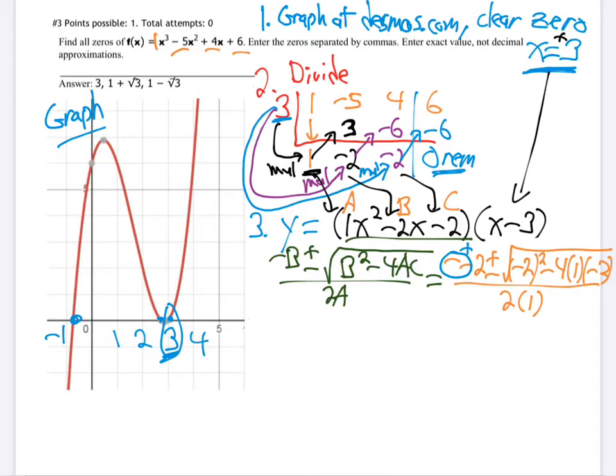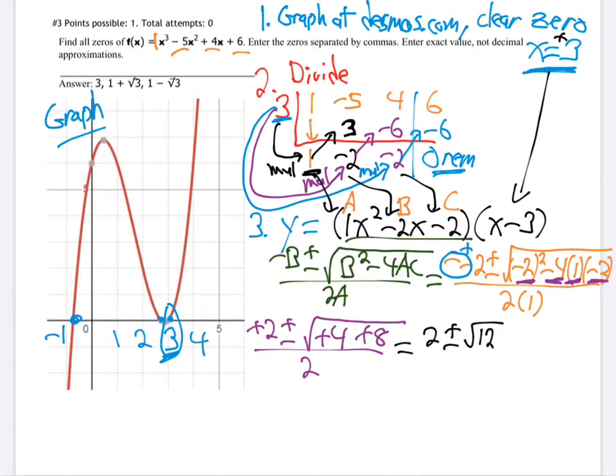Let me change the color so it's clear. So positive 2 plus or minus the square root of -2 squared is positive 4. Minus 4 times plus 1 times minus 2. Remember, count the minus signs. 2 negatives, it's plus 8, isn't it? All over 2. So that is 2 plus or minus root 12 all over 2.